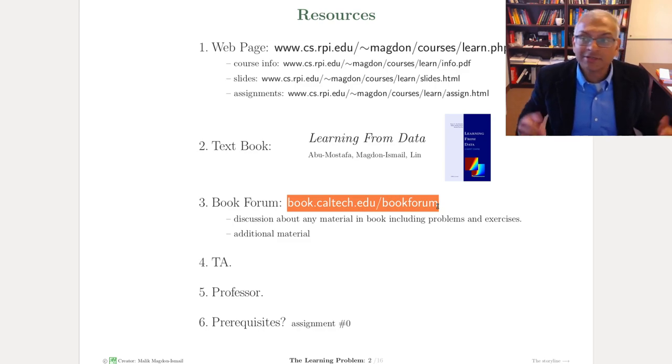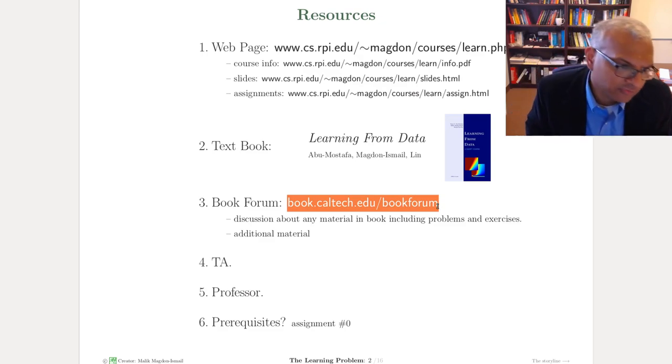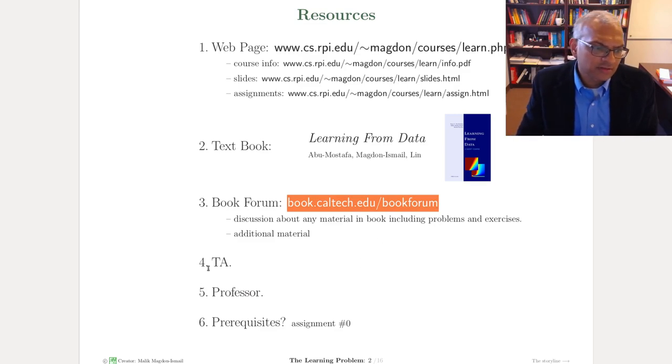And it also is a discussion forum where you can participate and look at what others are saying about exercises and problems. You can ask questions, people answer. So hopefully you can make use of both of these, especially in this online edition of the course. Other resources, there are the TAs, there's myself. Please, I welcome questions. Email me questions. I love it when you guys ask questions. So, don't hesitate on that.